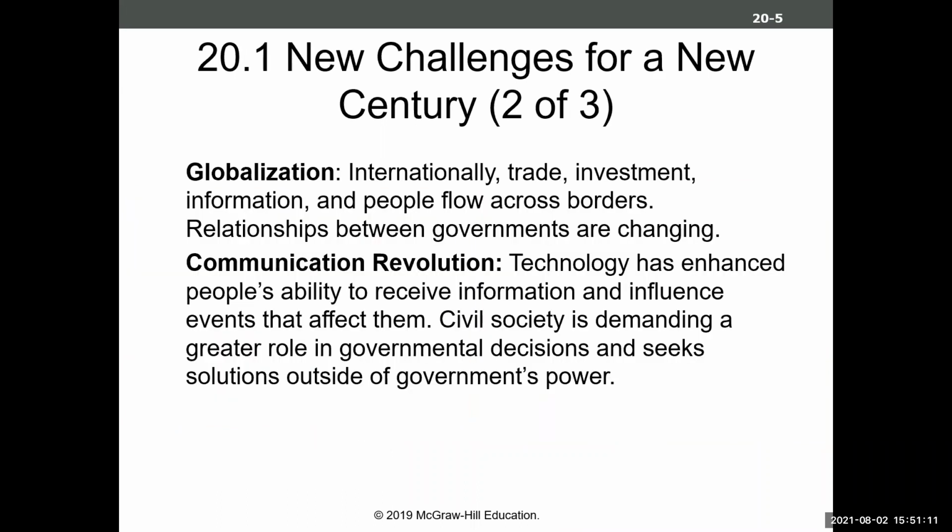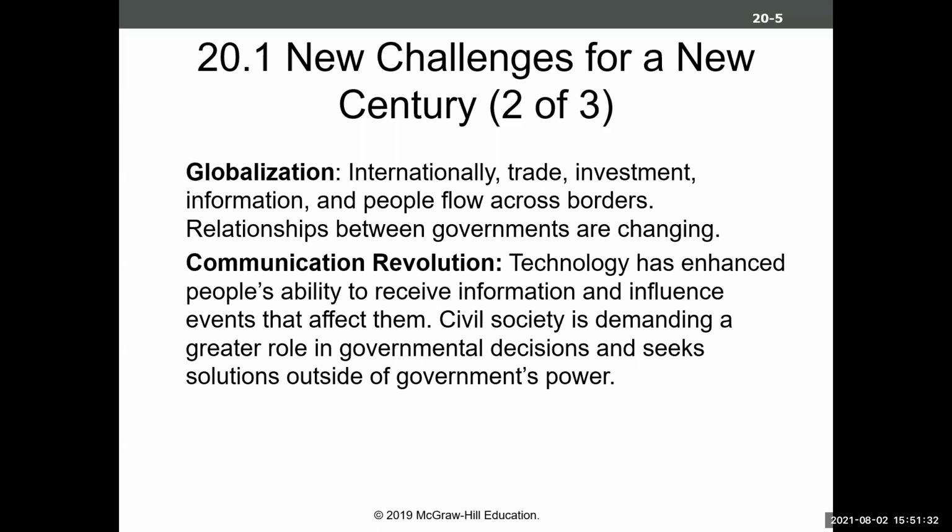We also have globalization to take into consideration: international trade, international connections. People are moving across borders. We have relationships between international governments that are changing and fluid and dynamic. All of that's going to change in the future as well.